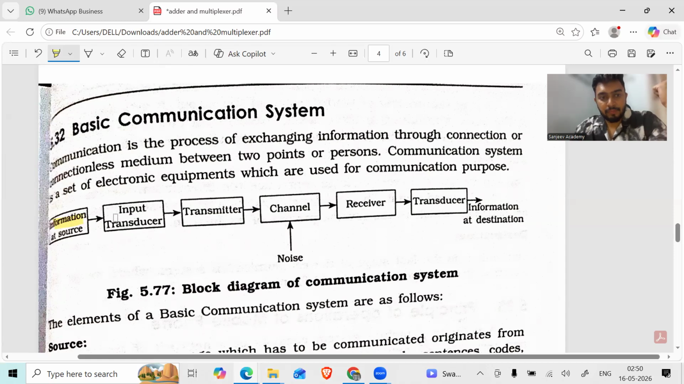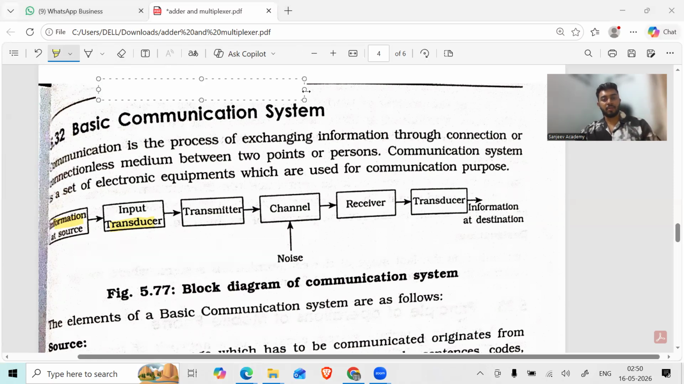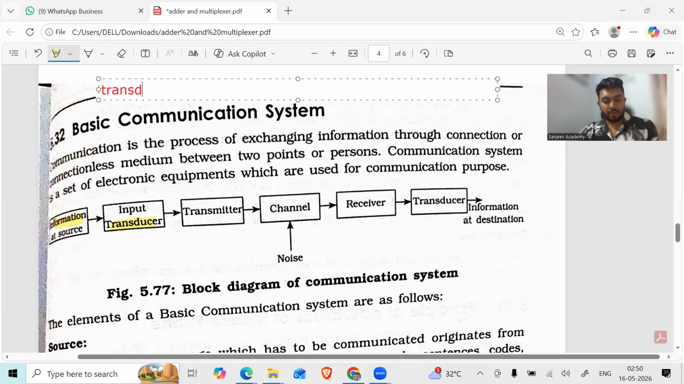Input transducer. So what is a transducer? I'll write it down here. A transducer is a device to convert one form of energy into another.